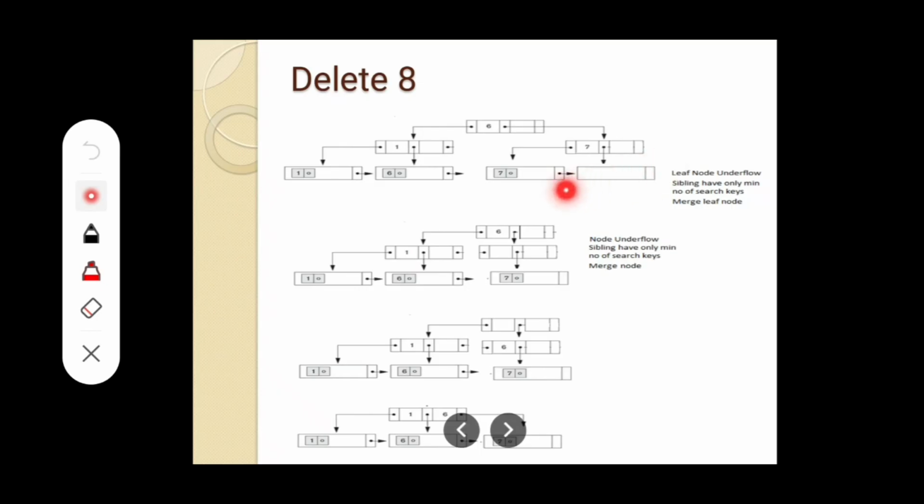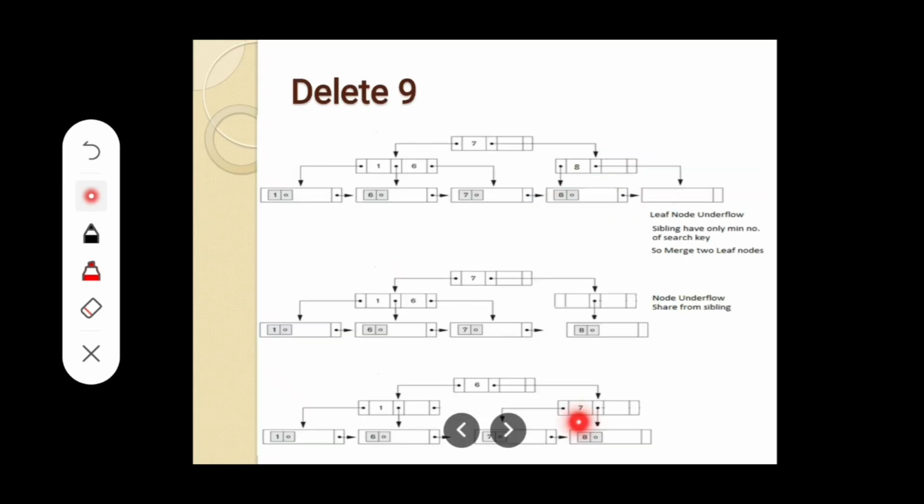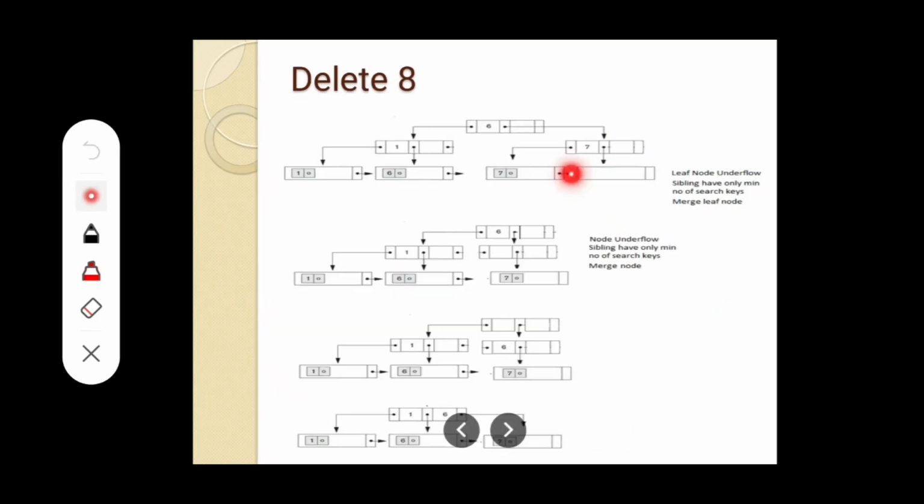So first of all, I removed the 8. We removed the 8 that was sitting here. Okay, we have removed 8. When we removed 8, what happened? The leaf node has gone into an underflow condition.